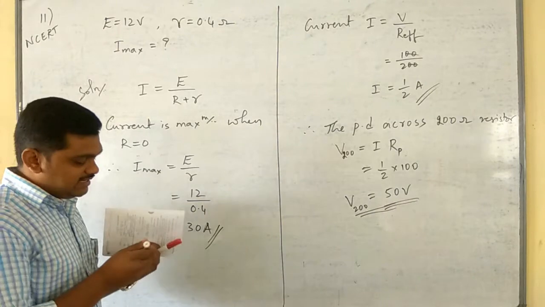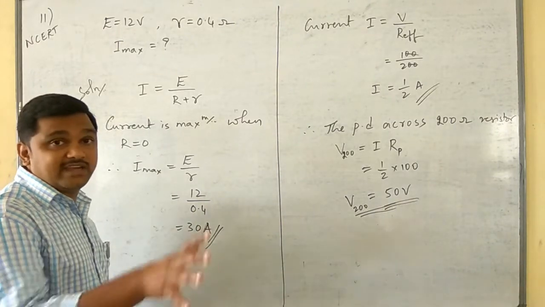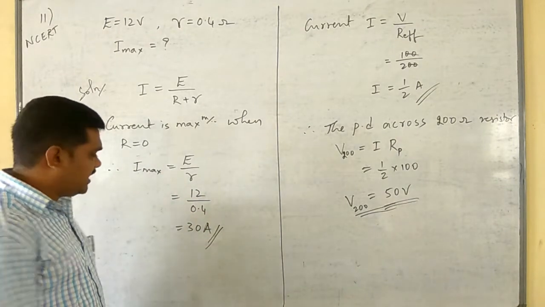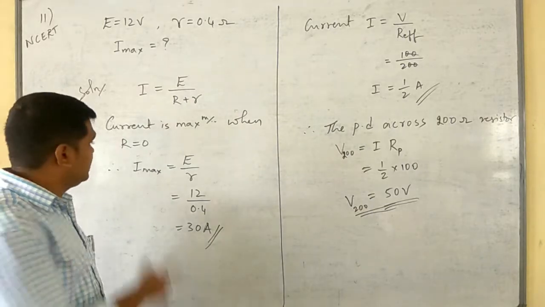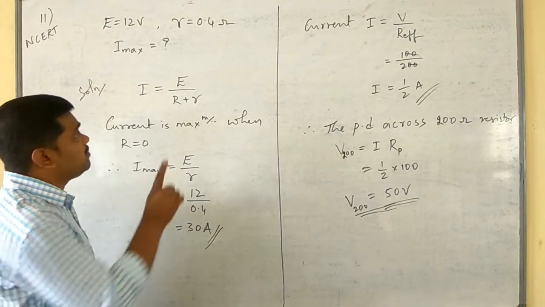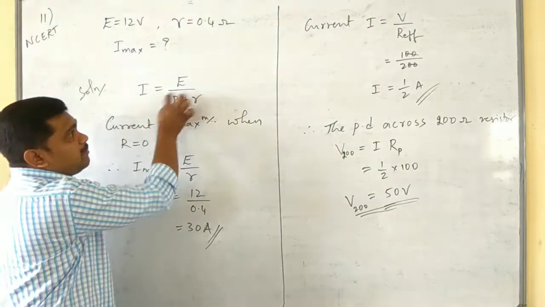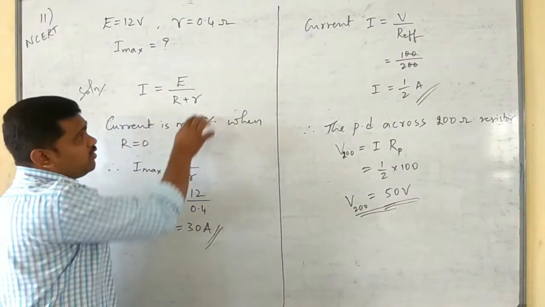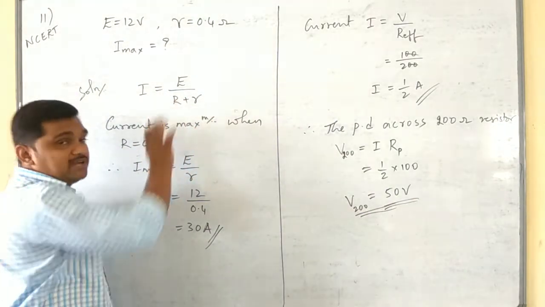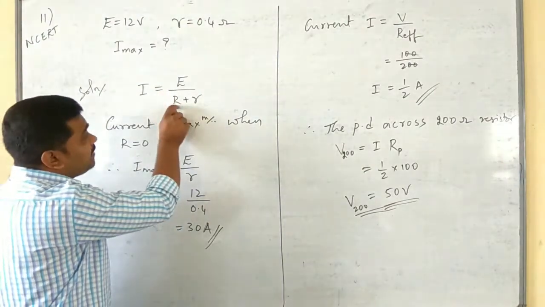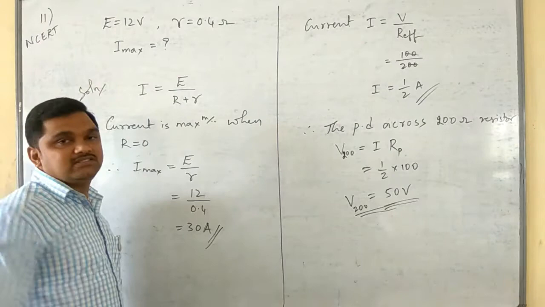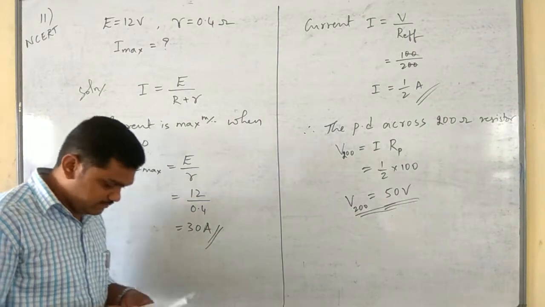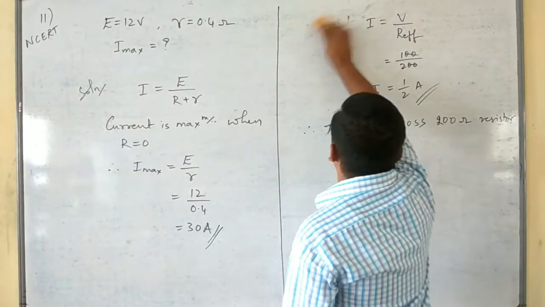So 30 ampere of current is more than enough for all the headlights, music set, AC, etc. in a car. So like this we have to calculate the I max. One thing you have to keep in mind: for I to be maximum, this denominator has to be minimum. Here small r is given, so we can't take it as 0, but capital R has not been given. So when R becomes 0, then I will be maximum, that is, I max is equal to E by r. Next, let's move to the 12th one.